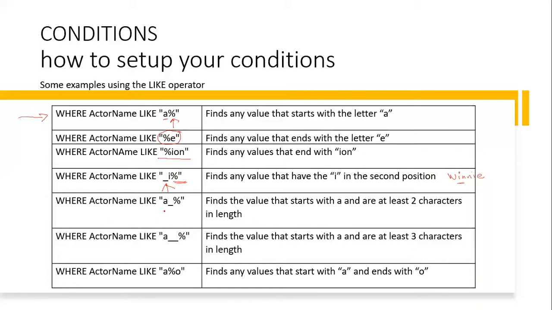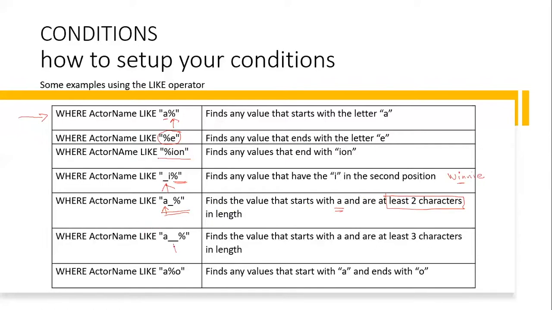In this particular example, we are stating that it must start with the letter A. It then has any other character, one other character, and thereafter anything can follow. What that tells us is that the actor name should start with an A and it must have at least two characters.